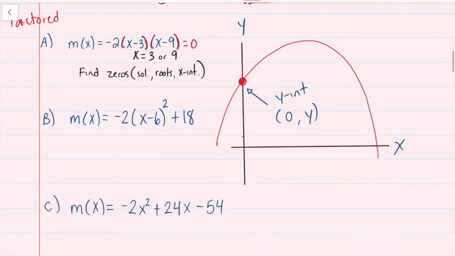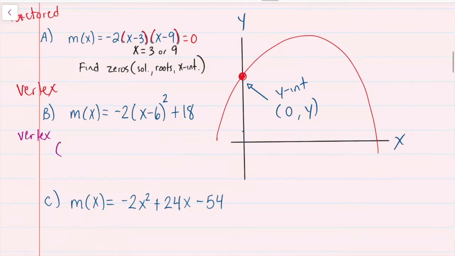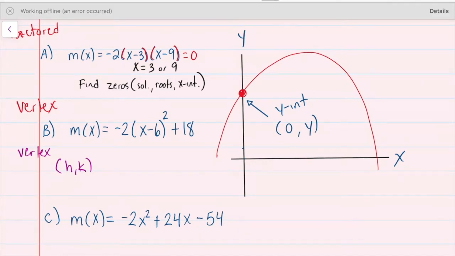Look at the next one. This one is called the vertex form. Now, vertex form is good for us because it can help us find the vertex. And what is the vertex, guys? We call them h and k. It could be x and y, but we give them different letters because it's a very special point. Basically, it can be either the maximum, or if the parabola is going the other way, it could also be the minimum.